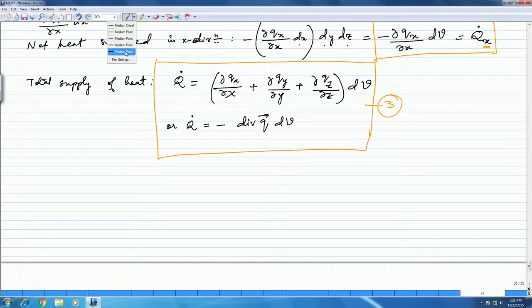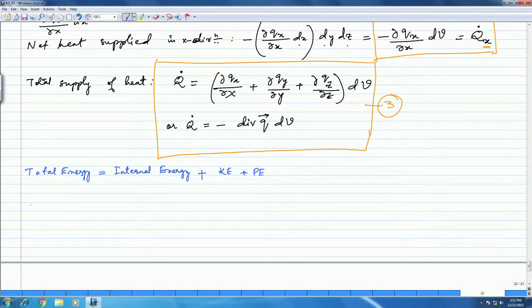Let us look at the total energy now, so that we can find an expression for the left hand side. Now total energy is equal to internal energy plus kinetic energy plus potential energy. Is that right?